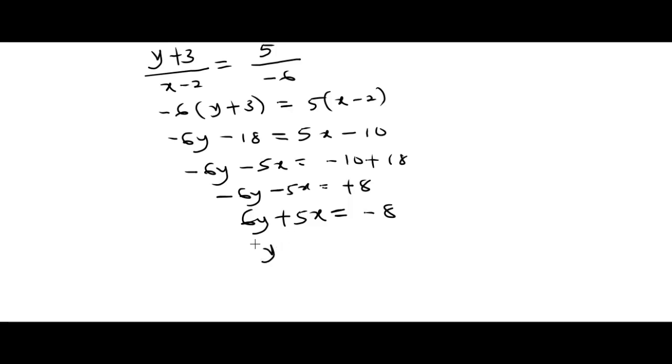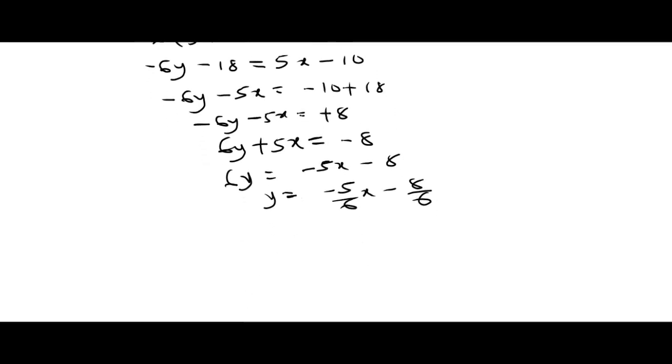So 6y is equal to minus 5x minus 8. So y will be equal to minus 5 over 6 x minus 8 over 6. So we can simplify this further. It will be y equals minus 5 over 6 x minus 4 over 3, dividing 8 and 6 by 2. So this is the equation of the line that is required.